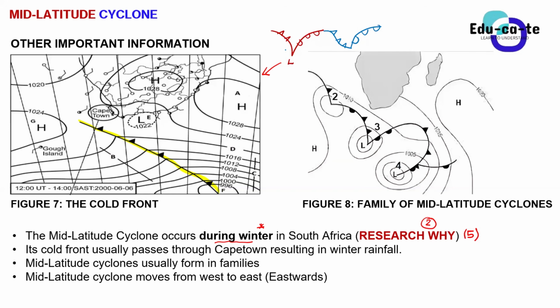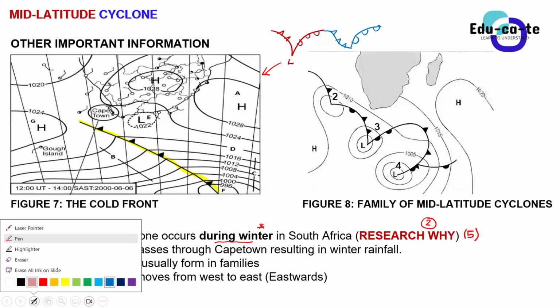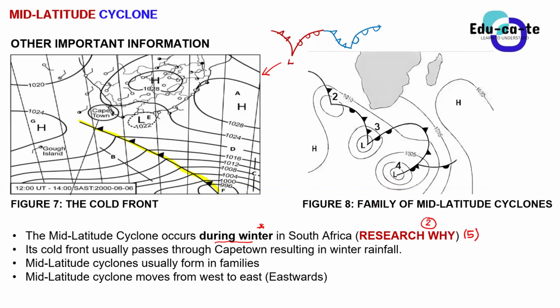Now, I want you guys, task number 3. You are going to look at this diagram, figure 8. I'll get back to you, Trevor Ndovo. Figure number 8, the question here is how many mid-latitude cyclones can you see here? Since we say that they move as a family, how many can you see? I want you to use your skills to see how many you can see.